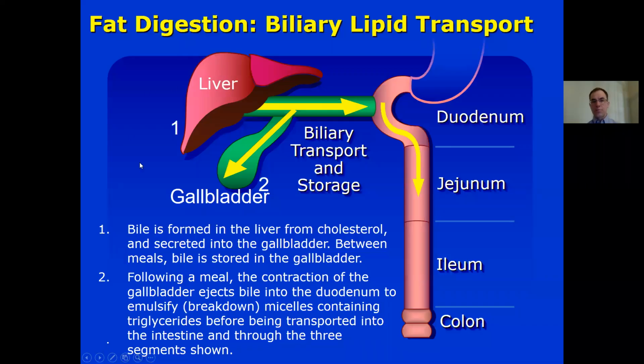So again, this is just a picture of fat digestion. We have our liver, and here's our gallbladder, where you have the storage of the bile. Upon eating, once the chyme comes into the small intestine, the gallbladder contracts, squeezes, and ejects bile into the small intestine, and that's where it's going to form a micelle.